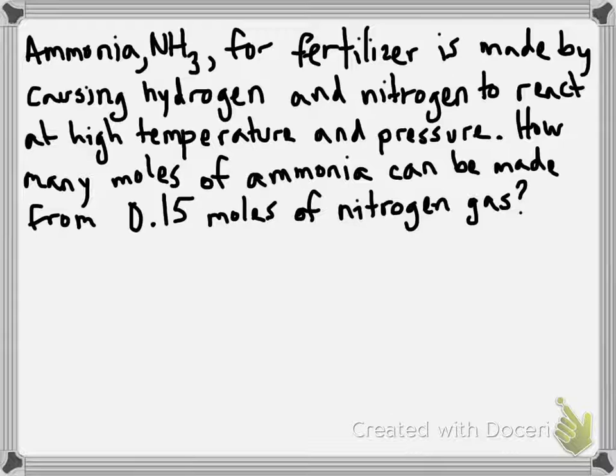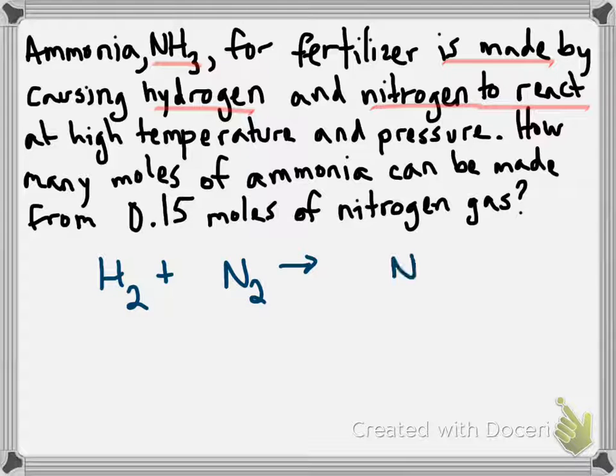So our first step is to figure out our balanced chemical equation. So ammonia is made, so that would make ammonia my product, and it's made by hydrogen and nitrogen reacting. So those are my reactants. Just a reminder, hydrogen and nitrogen are both diatomic molecules. So it's H2 plus N2 will give me NH3, my ammonia. So pause the video and try and balance this equation.